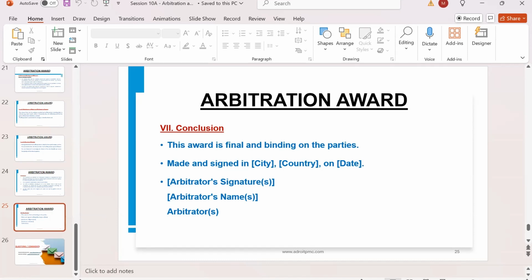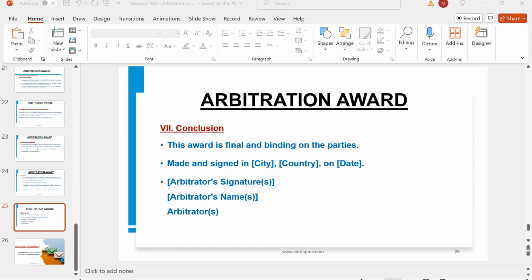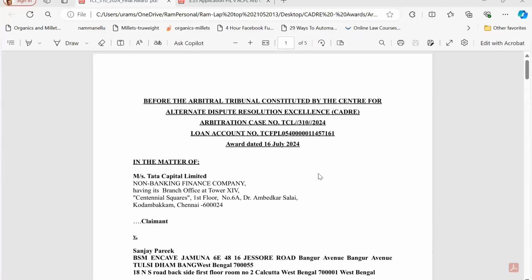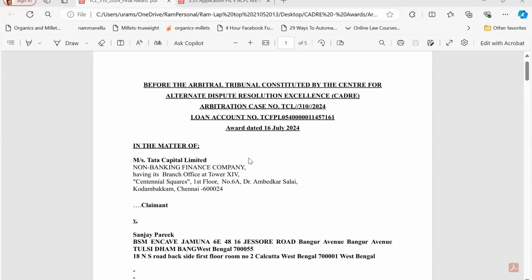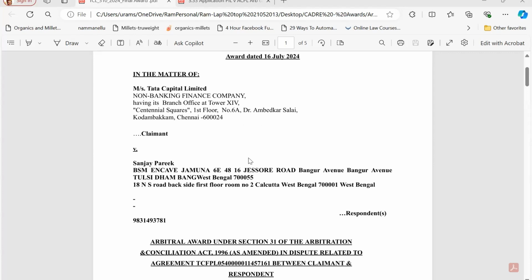So let me show another arbitration award, an actual one. So this is an actual arbitration award. The dispute here is a loan default case. Tata Capital lent some loan to Mr. Sanjay Parikh.